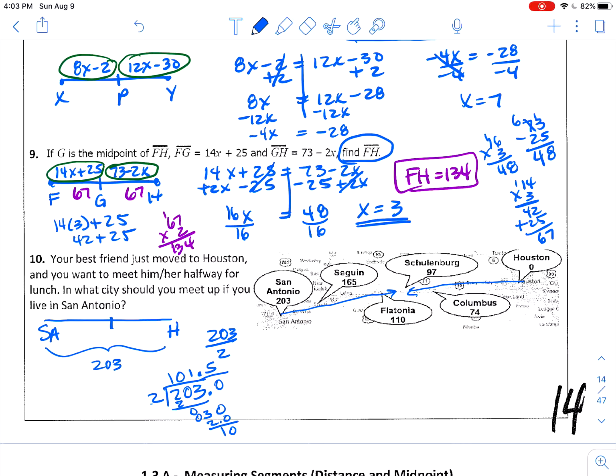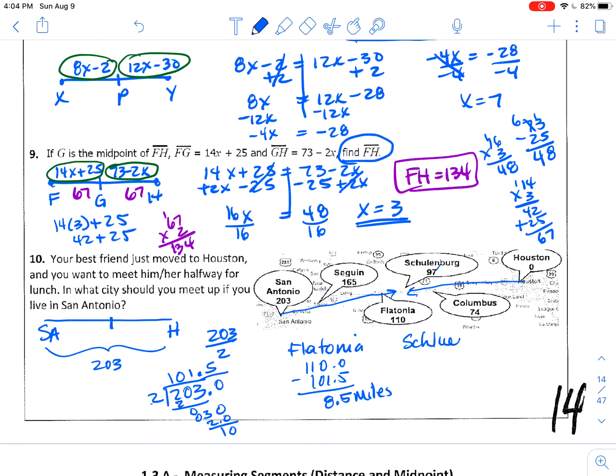So which city is closest to 101? Well, Schulenburg's at 97, Flatonia is at 110. And there's no town in between. So I guess we want to pick the one that's closest. So for Flatonia, 110 miles minus 101.5, and do a little bit of math here. I believe that's 8.5 miles away.